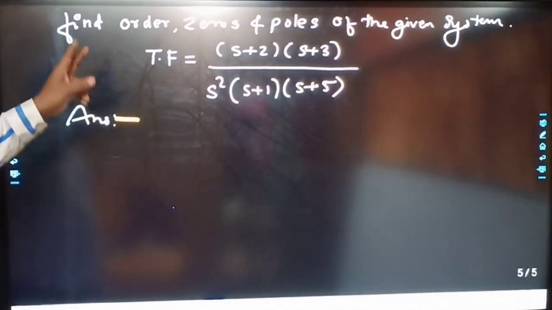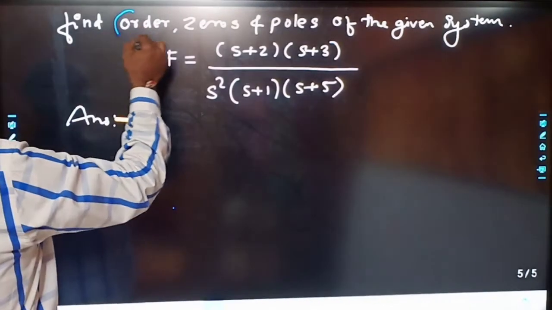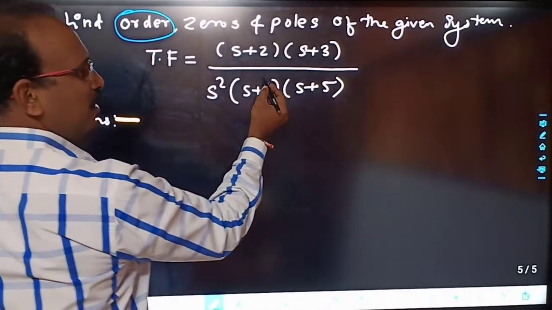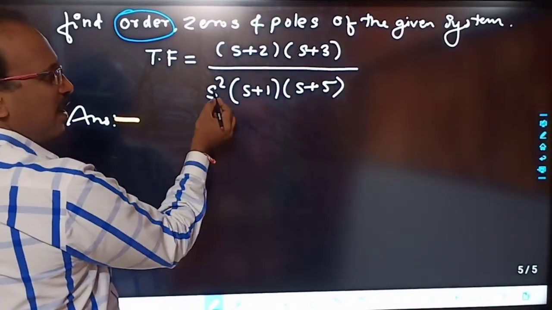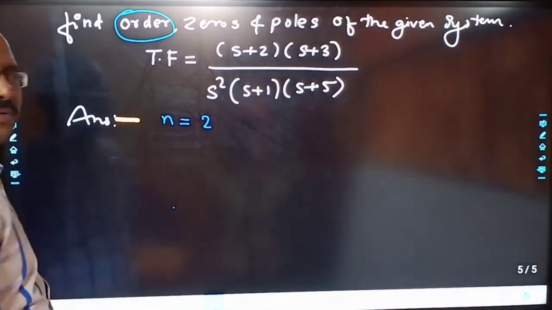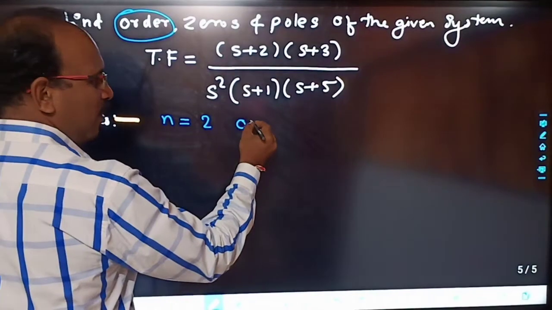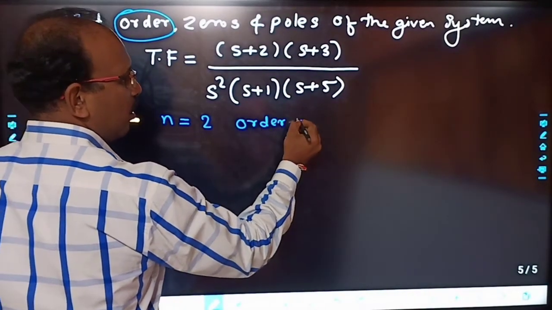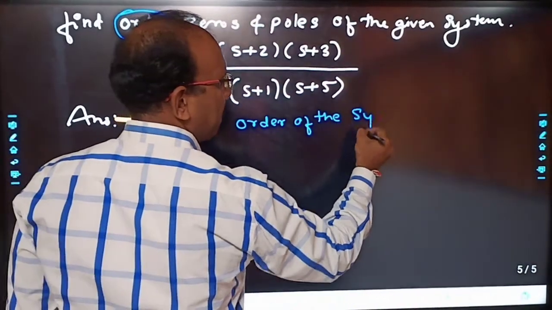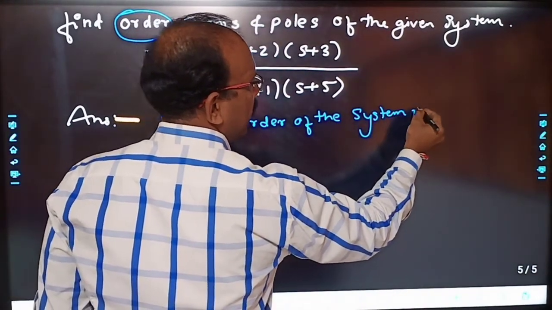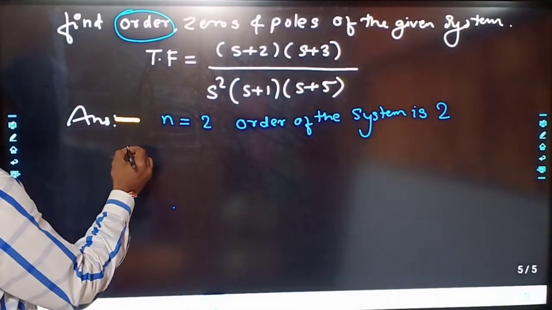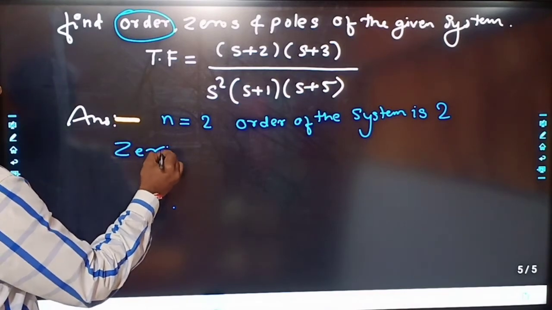Okay, first we have to find the order of the system. Order means S raised to n. This system can be presented in terms of standard S raised to n. So what is n equal to? N equal to 2. So the order of the system is 2.